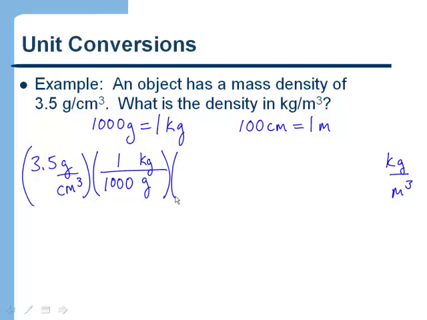And now I need to convert centimeters cubed into meters cubed. So I know that there are 100 centimeters per 1 meter. But I notice again that this is something having to do with volume, because what density is, it's just mass per volume. So I've got to do that conversion 3 times because I have to get centimeters cubed to disappear and meters cubed to appear.